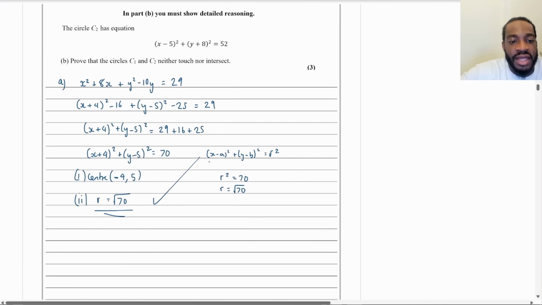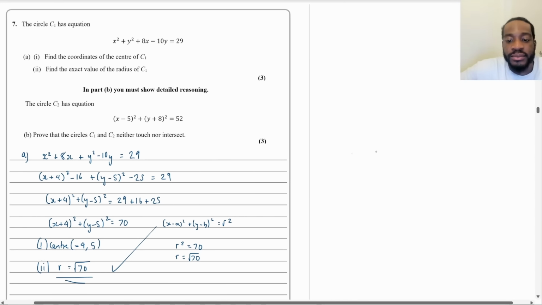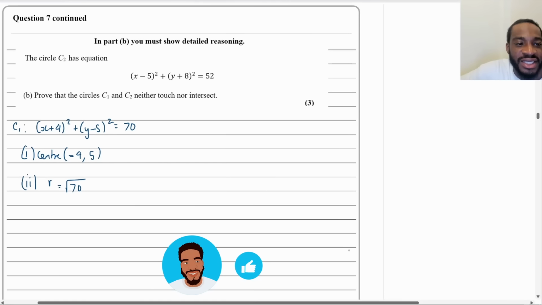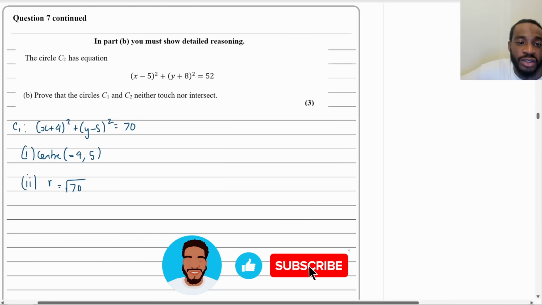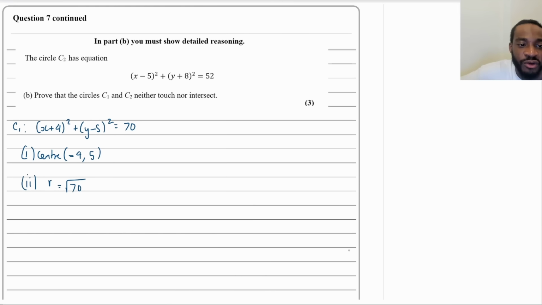And that's it. That will give you the 3 marks for part A. All right, so part B says the circle C2 has equation (x − 5)² + (y + 8)² = 52. Part B says prove that the circles C1 and C2 neither touch nor intersect, for 3 marks, and it says you must show detailed reasoning.